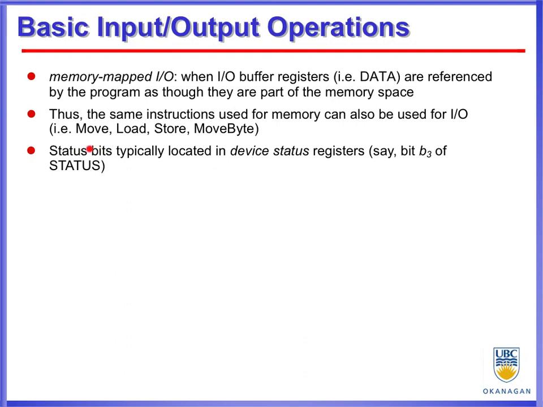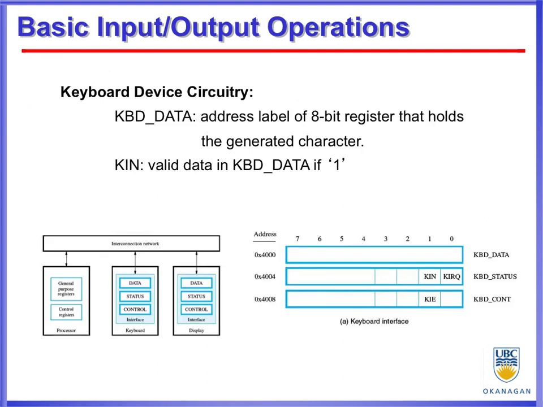We can move numbers in or out of them, or depending on the instruction set architecture, we can use load and store to get those numbers or write them back in. And we're going to use status bits located in the status register in order to control this whole operation. So how do we do it? Let's look at the same figure that we saw before. Let's focus on the keyboard for a second. The keyboard has these three registers in its interface circuitry. Here are the three registers.